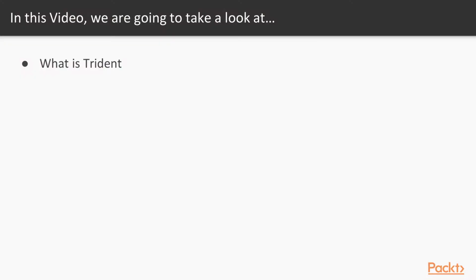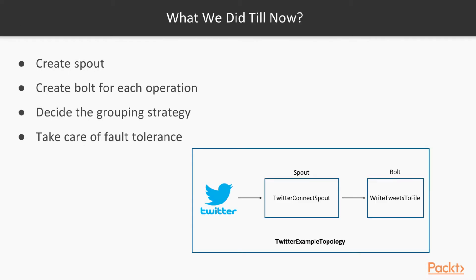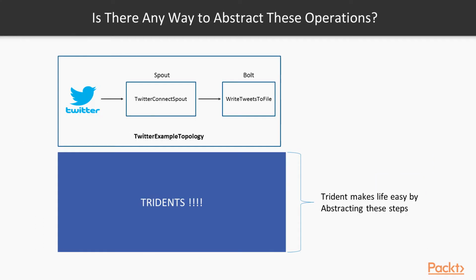Let's talk about Trident. So till now what we have done was we used to create spouts and we used to create bolts, and through spouts and bolts we used to create our topology. And whenever we used to do that, of course our responsibility was always to create the spout and bolt, we needed to decide the grouping strategy, and also we needed to take care of the fault tolerance. But what we need to think is, is there any way to abstract all these operations in a single class?